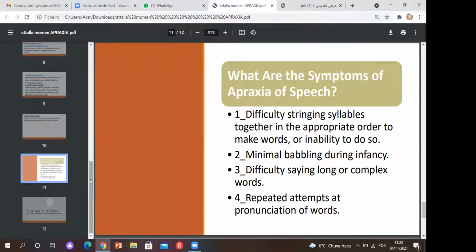And also I want to add something. The most common causes of apraxia: first one, brain tumor or stroke or traumatic brain injury, or conditions that cause degeneration of the brain and nervous system.